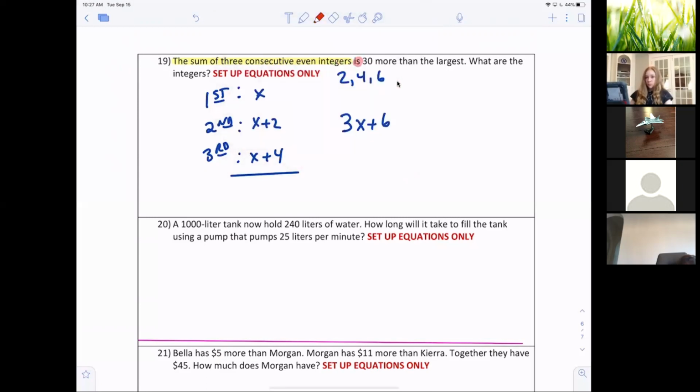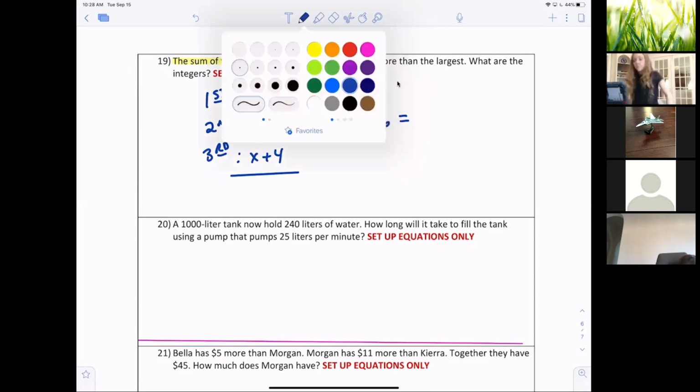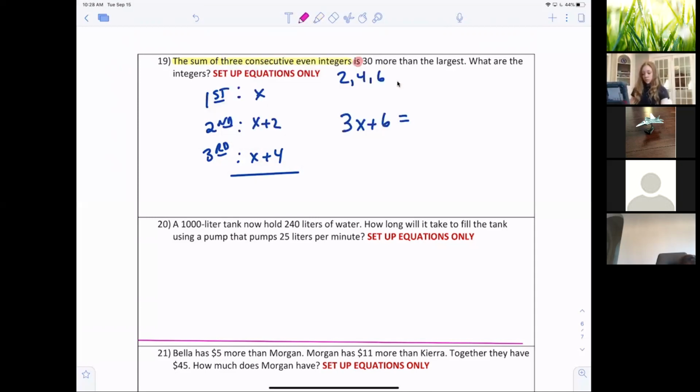What does "is" mean? Equals. Now, what does it equal? X plus 4 plus 30. Yes, but I prefer you say plus 30 just so we can demonstrate. Okay. And then X plus 4 is the largest. I just put that in parentheses to make sure you understand that's just referring to the what? The largest. Good. 100%, that's on the test. You have to know how to do that.